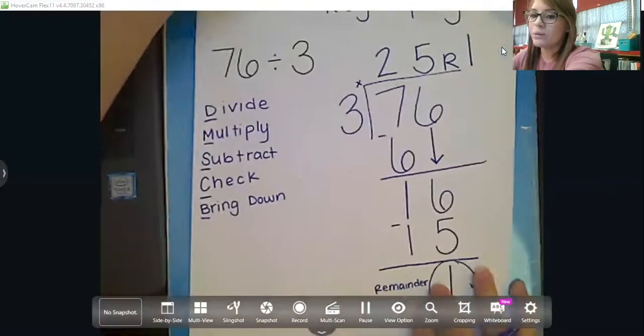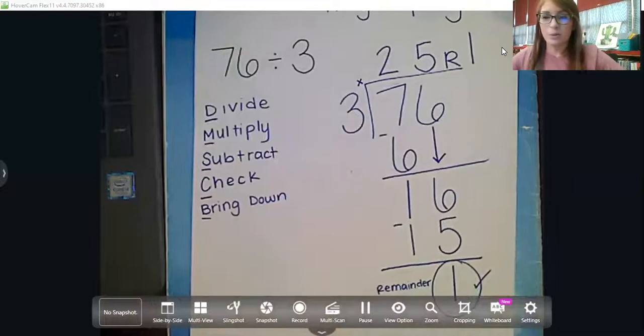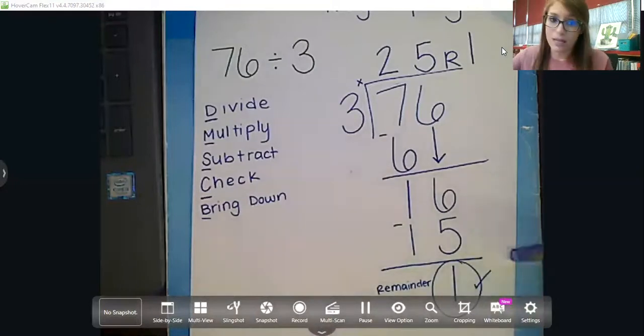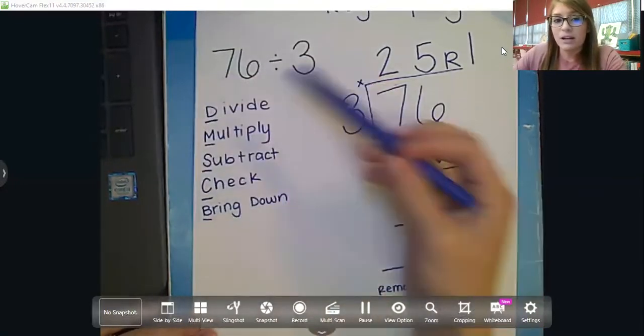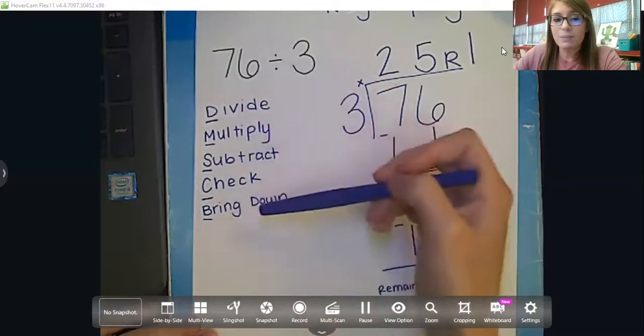Alrighty, this is going to be the only example we're going to do today because we're going to start this lesson off a little bit slow to make sure I don't overwhelm you with too much. And then you'll have a little bit of practice and we'll come back to this on Monday and do some more examples together. Okay, so our steps over here: divide, multiply, subtract, check, and bring down.